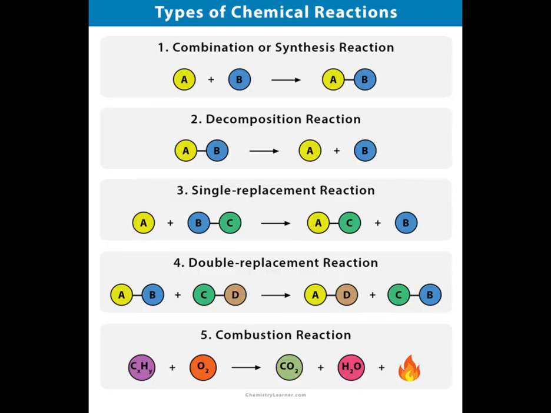So to review, looking at the reactants and looking at the products tells you what kind of reaction you're looking at. Did you start out with 2 or more compounds, but only ended up with 1 compound? Synthesis. Did you start out with 1 compound and end up with more? Decomposition. Did you begin with a compound and 1 element? As long as you end up with 1 compound and 1 element, single replacement.